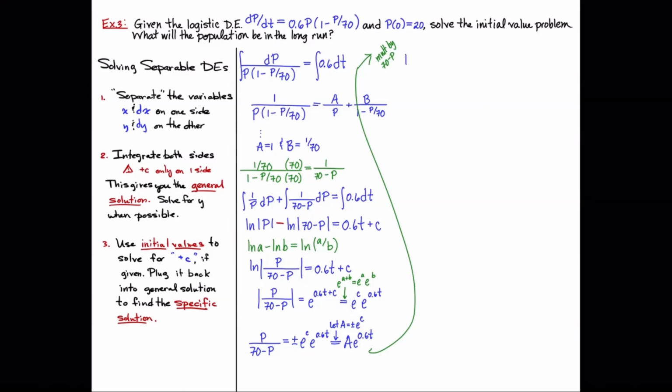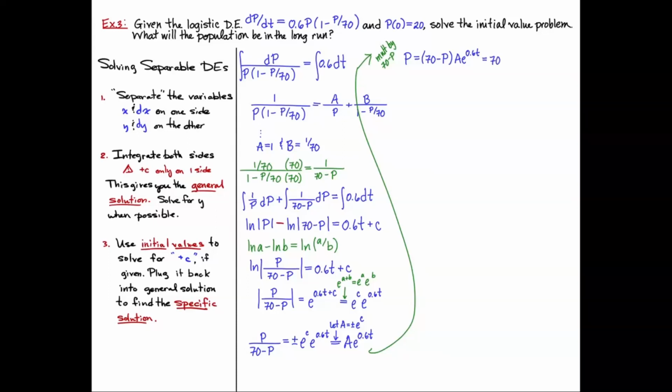p equal to 70 minus p times a e to the 0.6t. And distributing the a e to the 0.6t over the parentheses, we have 70a e to the 0.6t minus a e to the 0.6t times p.